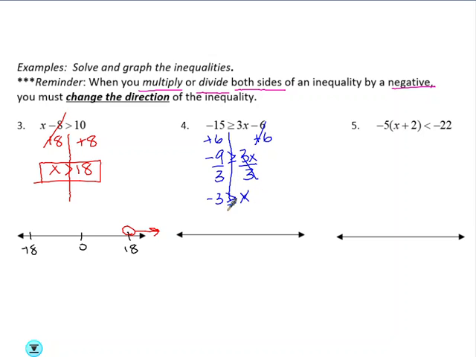Now, I don't like the way this looks, so I'm going to switch this around. When you switch the x and the -3, you also have to switch the sign. So I'm just making this easier to read. So I have that x is less than or equal to -3. So less than or equal to means I'm going to have a closed circle, and less than means I'm going to the left.